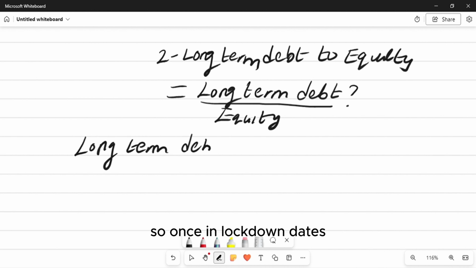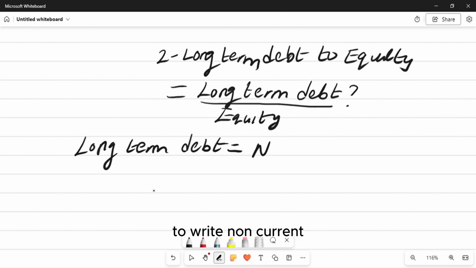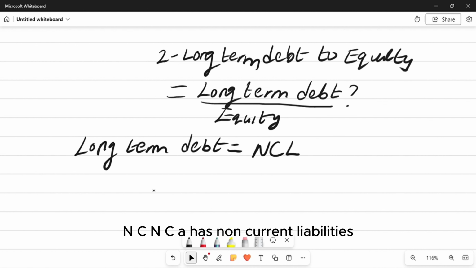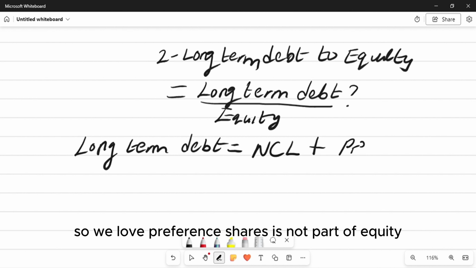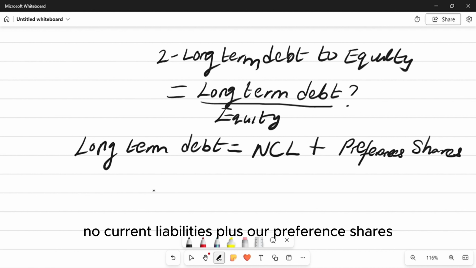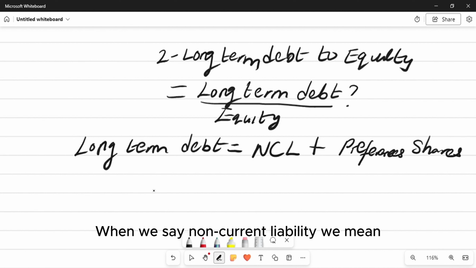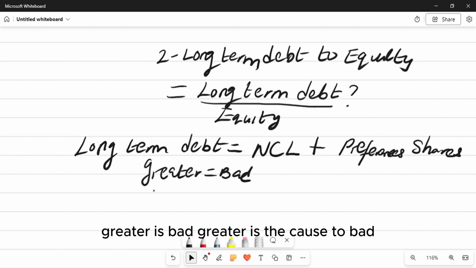Long-term debt. When we say long-term debt, this includes non-current liabilities, let's write NCL for non-current liabilities, plus our preference shares. We know that preference shares are not part of equity, right? So when we mean long-term debt, we mean non-current liabilities plus our preference shares. When we say non-current liability, we mean all these loan stock, bonds, and the rest, and then preference shares. Also, in this case, greater is bad.